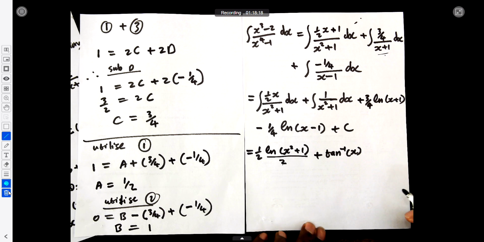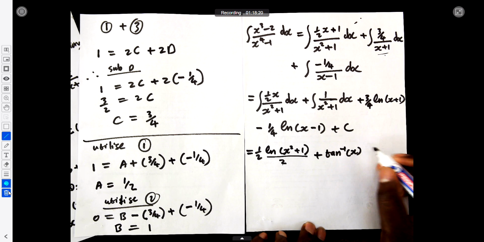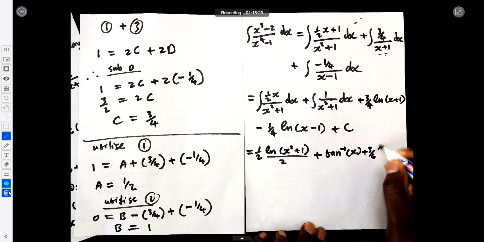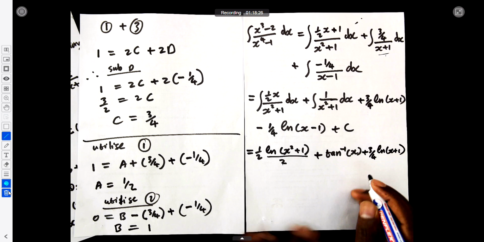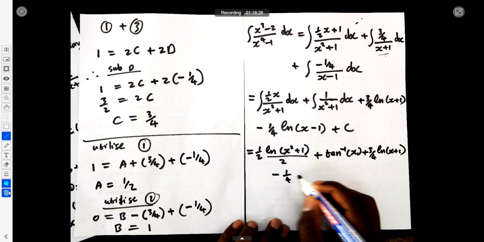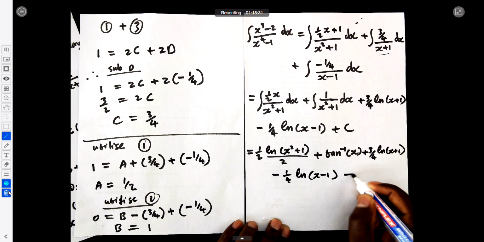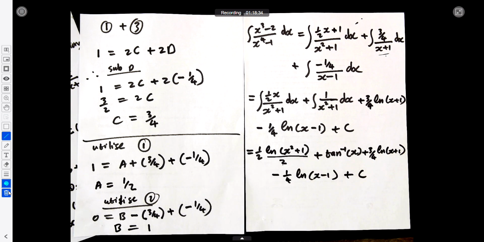And then we're done integrating; rewrite our functions accordingly: 3 over 4 ln of x plus 1, and therefore minus 1 over 4 ln of x minus 1, plus the constant. This you'll make it 1 over 4. If you want, you can raise x squared plus 1 to the power of 1 over 4, and the other one, x plus 1 to 3 over 4, and use the rules. But when you're there, you are done.